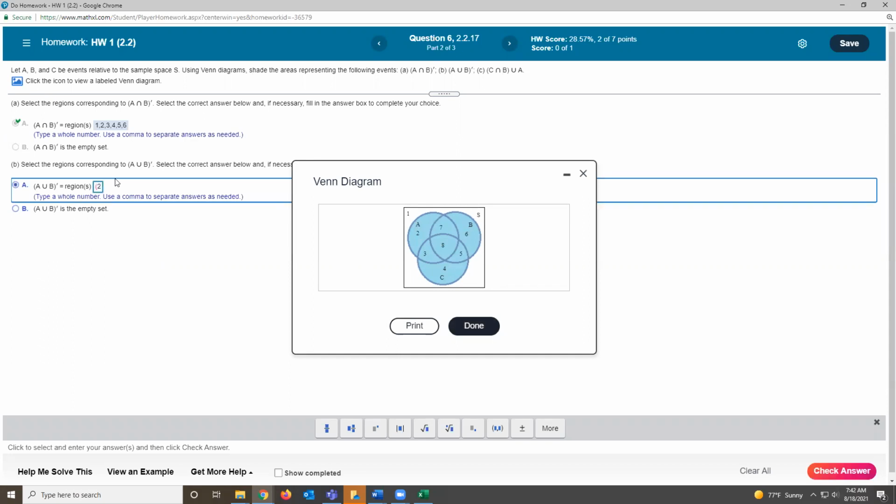A union B is 2, 7, 6, 3, 8, 5, and we are to take the complement of that. So the complement of that would be everything that's not 2, 7, 6, 3, 8, 5, which means 1 and 4.